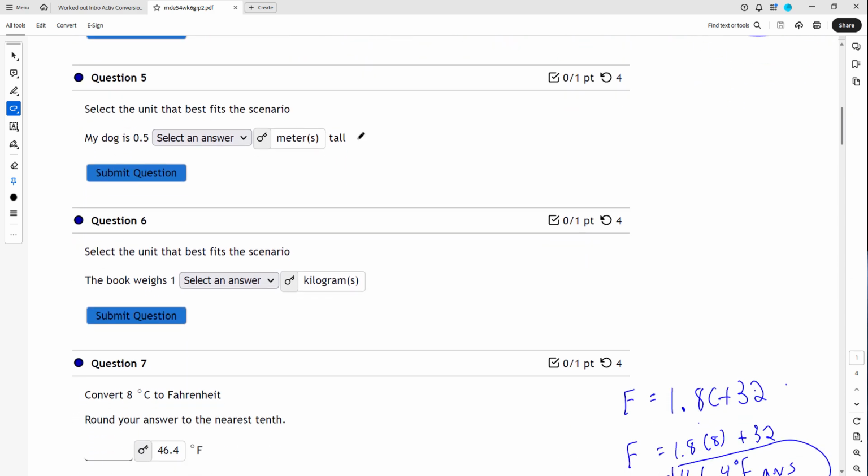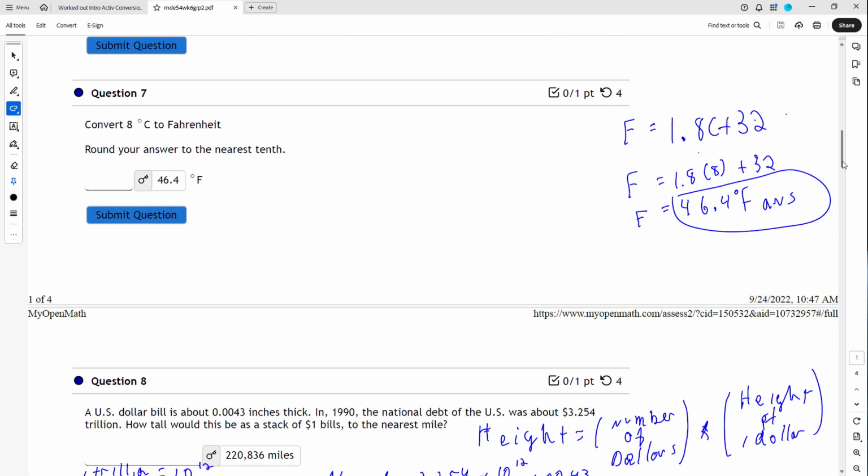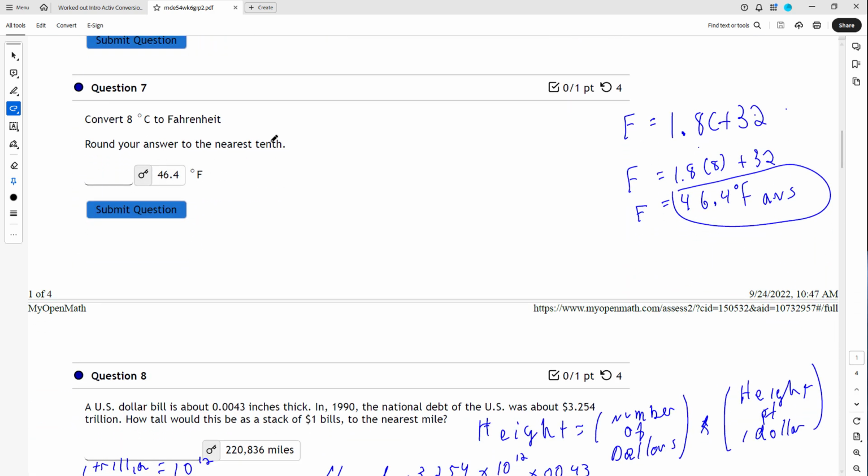Number 5. My dog is 0.5 meters tall. The book weighs 1 kilogram. Next one here, number 7. Convert to Fahrenheit. Wrote up my formula. C is my Celsius. I replace it. Simplify. 8 times 1.8 plus 32 gives me 46.4 Fahrenheit for my final answer.